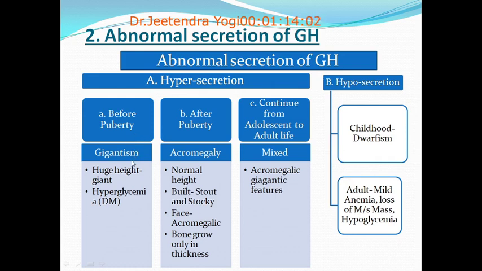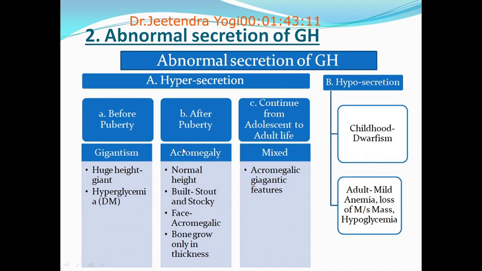So in gigantism, as I said, the excess secretion of growth hormone occurs before the epiphyseal closure of long bone. So there is excess growth of long bone of the individual. So the individual attains huge height and appears as a giant.